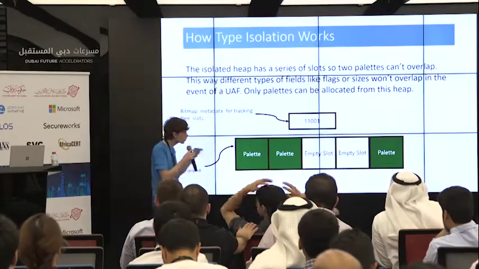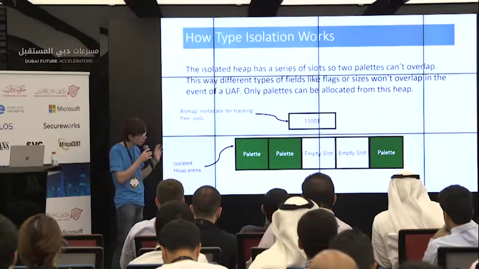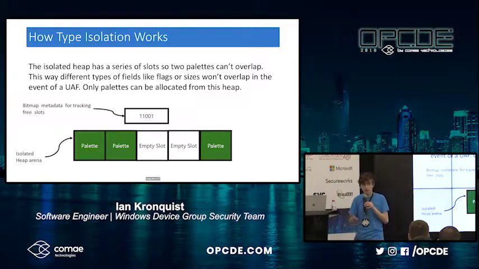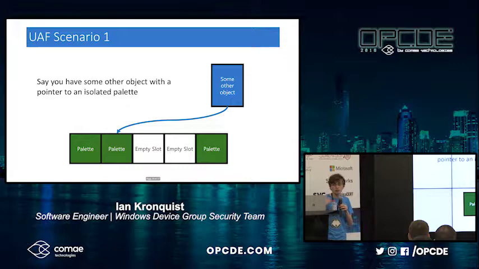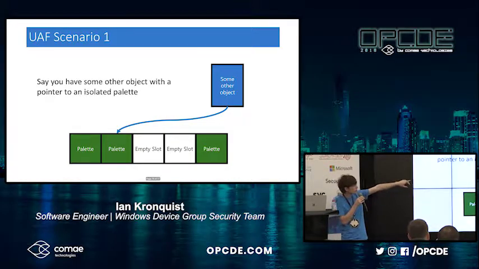It's important to note that when we free an object, all of these empty slots are zeroed, so you don't have any old dangling pointers left behind. So I'm going to discuss 2 use after free scenarios and then show you what happens when an attacker tries to cause this use after free on the isolated heap and how we manage to stop the attack from proceeding. So we've got some other object over there.